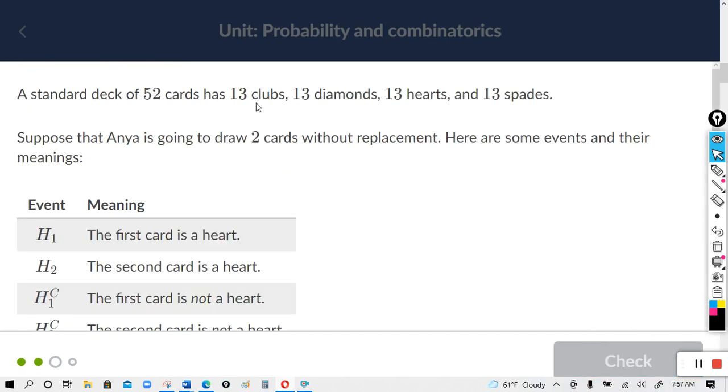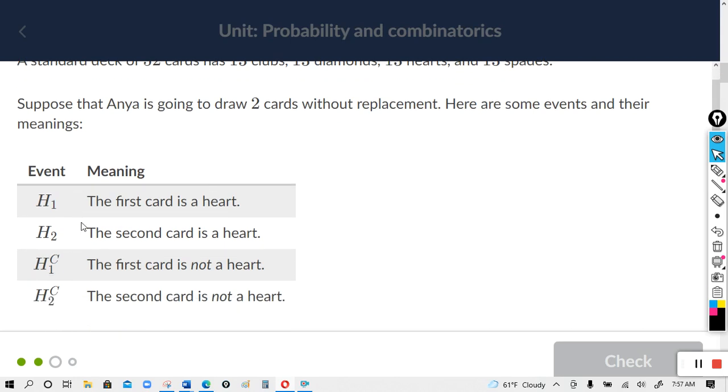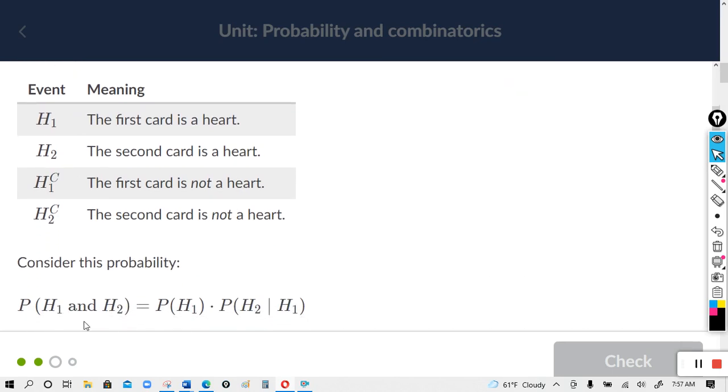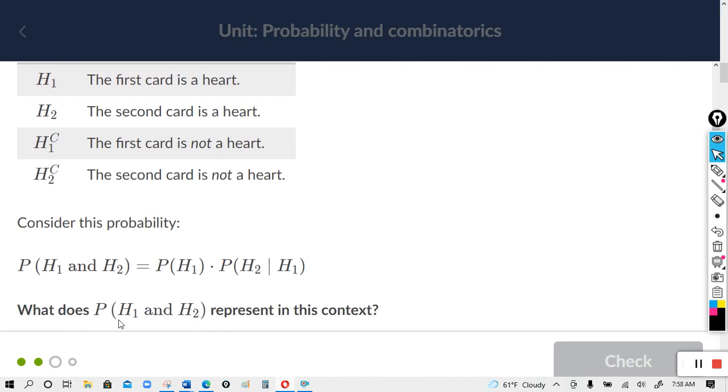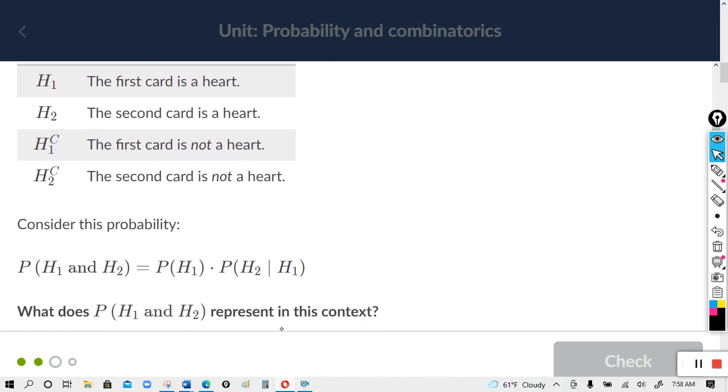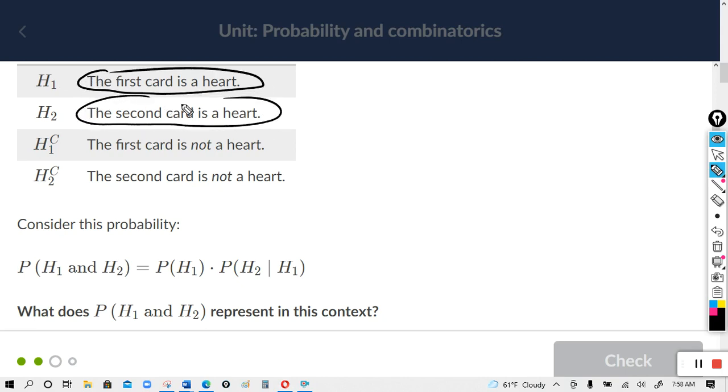A standard deck of 52 cards has 13 clubs, 13 diamonds, hearts, and spades. Suppose Anya is going to draw 2 cards without replacement. Here are some events and their meanings. They listed each event right here and the meaning of each one. They give you the equation. What does probability of H1 and H2 represent in this context? H1 and H2, the first card is a heart and the second card is a heart. So it's probably going to say in the choices, the first 2 cards selected are hearts.